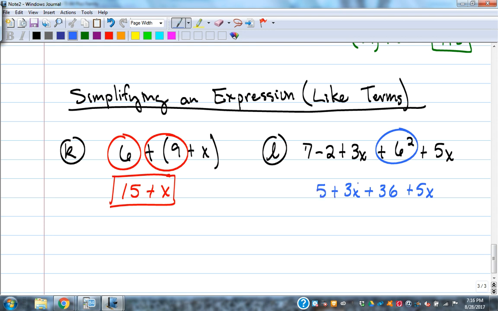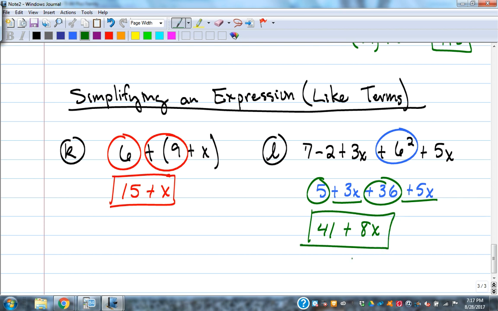And now we can put like terms together. What goes with this 5 that's in front? The 36. There's a like terms. 5 plus 36 would be 41. And then 3x plus 5x, 8x. And it's positive, so it's plus 8x. And we would have our like terms put together there.